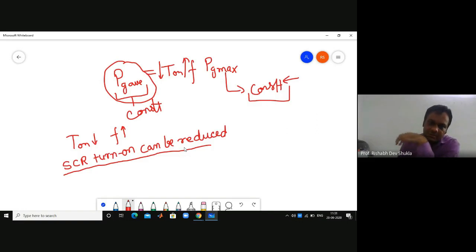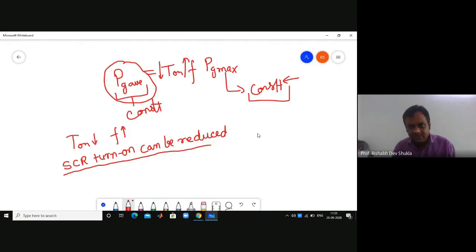Actually, we are going towards high frequency applications because filter designing is very much easier in that particular circuit for high frequency. So in order to deal with higher frequency applications, we have to reduce the turn on time T on. In order to reduce T on for constant average power in the gate side, we have to increase the F. This is one side.